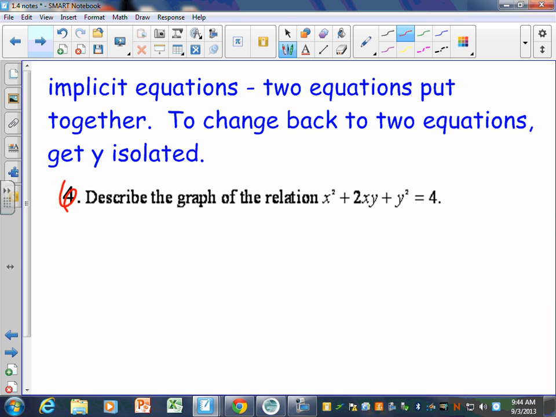If I asked you what the graph of x squared plus 2xy plus y squared equals 4 looks like, you might not be sure what it looks like because there's a whole lot of stuff going on there. But if we can solve it back for y, then it's going to be a lot easier to say, oh, this graph is made up of this and this. I picked a tricky one here.